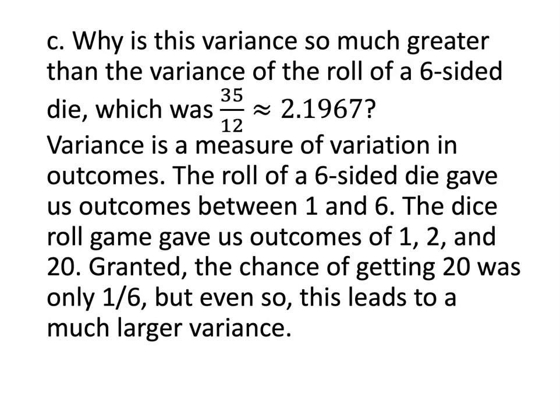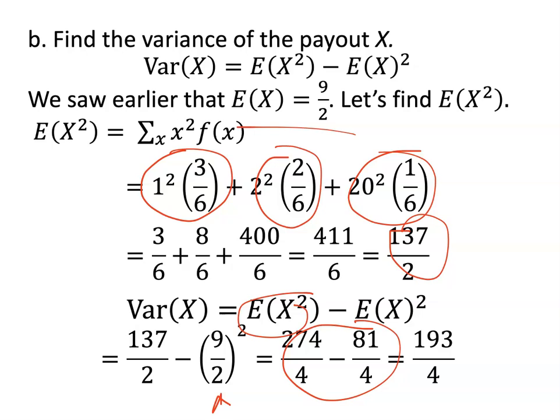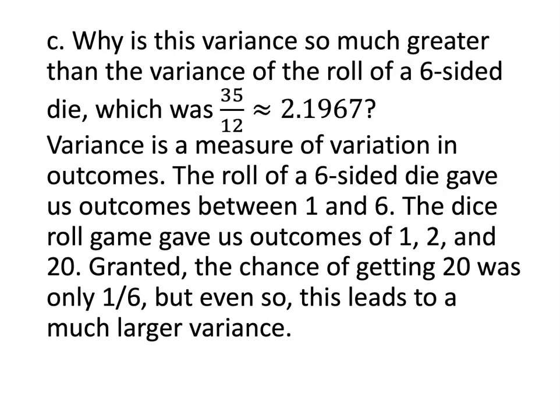Why is this variance so much greater than the variance of the roll of a six-sided die? Okay, this variance is 193 over 4. It's just a hair under 50. Whereas the variance of the roll of a six-sided die was just a little over 2. Variance is a measure of variation in outcomes. The roll of a six-sided die gave us outcomes between 1 and 6. The dice roll game gave us outcomes of 1, 2, and 20. Granted, the chance of getting a 20 was only 1/6, but even so, this leads to a much larger variance, roughly 50, as opposed to just a little over 2.